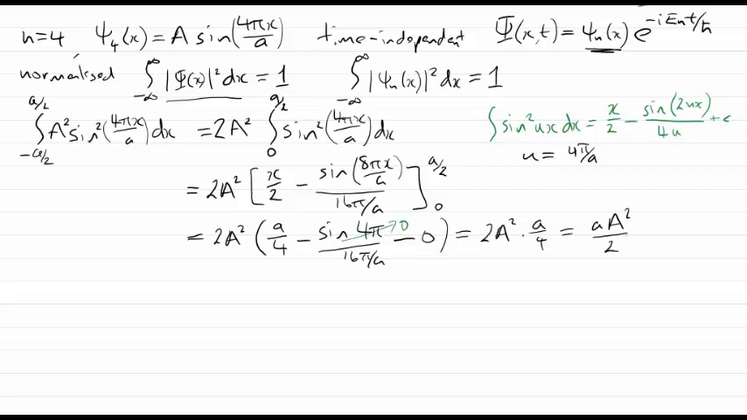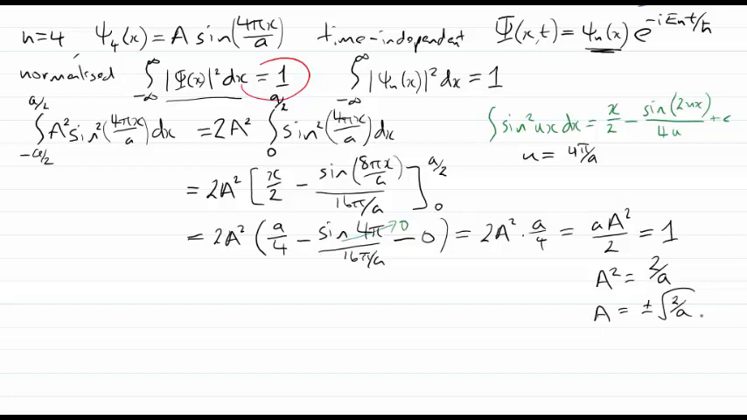Now, of course, I'm trying to normalize, so what that means is I want this integral here to equal 1. I'm looking for the value of capital A that allows that to happen. So that will give me capital A squared must equal 2 divided by small a, or capital A must be plus or minus the square root of 2 divided by small a.